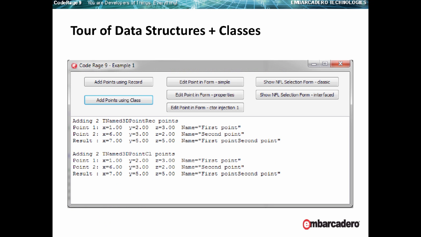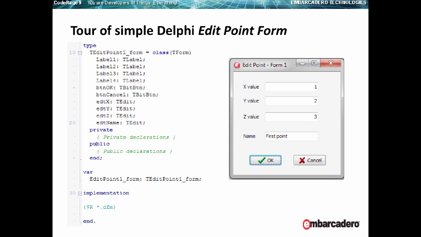And when we run this app, this is what we get. We click the first one, add points using record, we get the first 4 lines. Add points using class, we get the second 4 lines, exactly the same, and that's exactly what you'd expect. Now, let's suppose we want to create a form to edit one of these points. Very simple, 4 TEdits, a couple of buttons, an OK and a Cancel button.